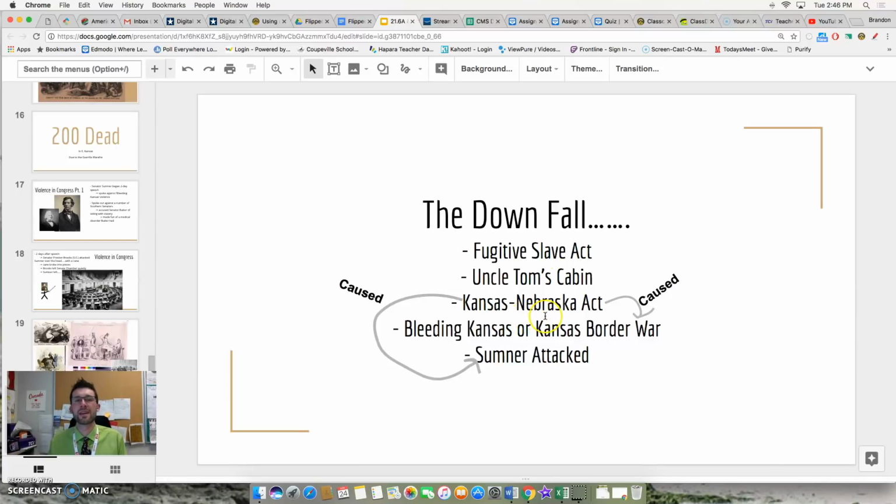You had the Kansas-Nebraska Act, which allowed people in Kansas and Nebraska to vote for whether or not they wanted slavery. And this caused the bleeding of Kansas, or the Kansas border wars, as people fought to get into Kansas to be able to vote. And they fought each other. And that fighting then caused the Sumner attack, after Sumner wasn't very nice in his words to people.